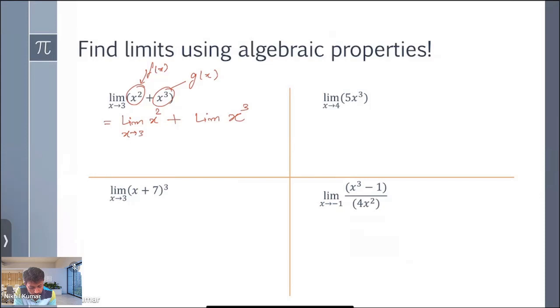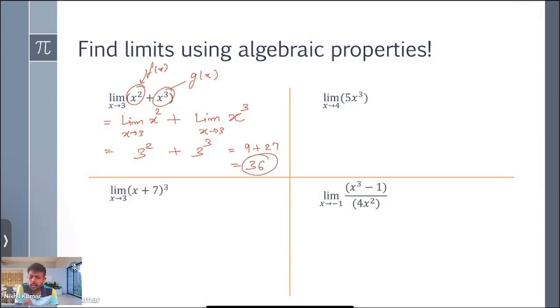And what are those things? You just substitute the value x equal to 3 there. You'll get 3 square, and here you'll get 3 cube. Okay. So it's 9 plus 27 and that's your answer. All right.